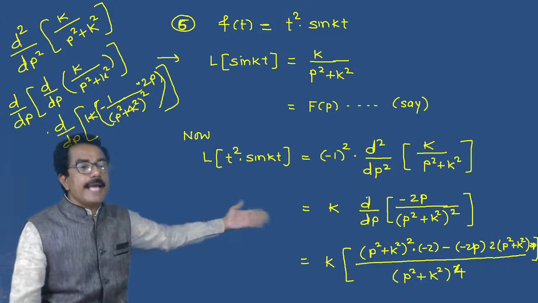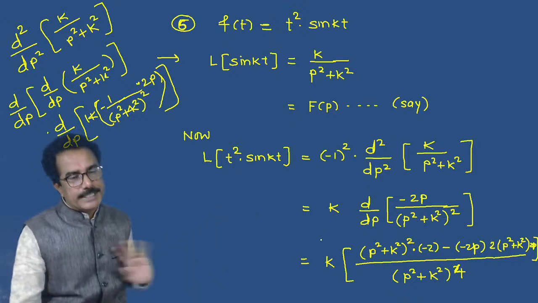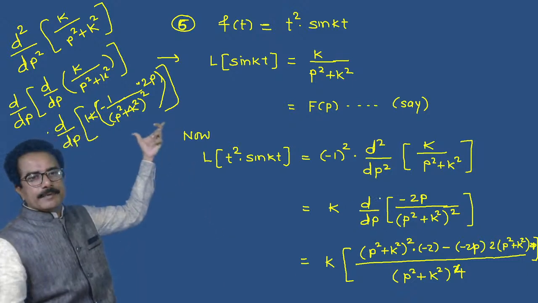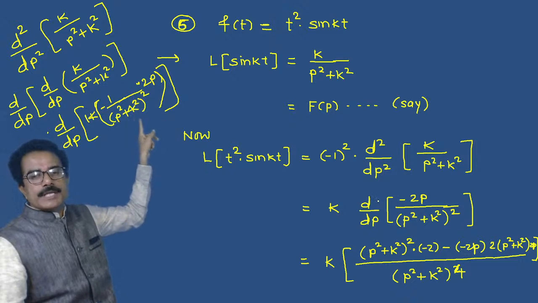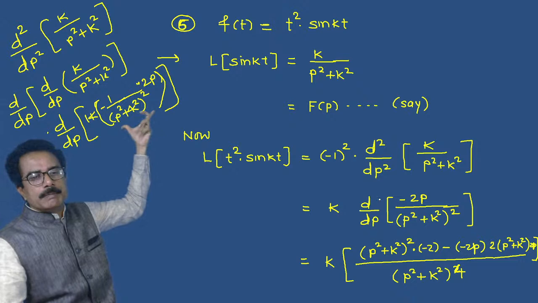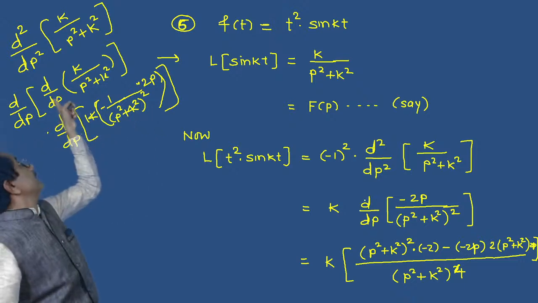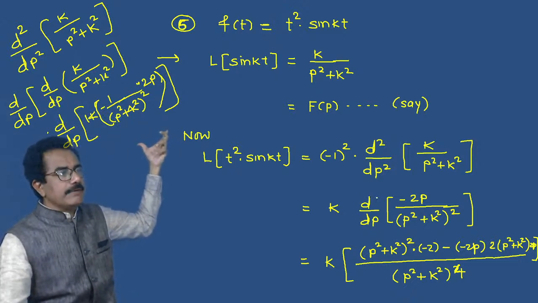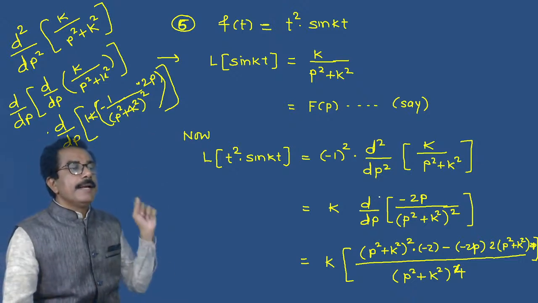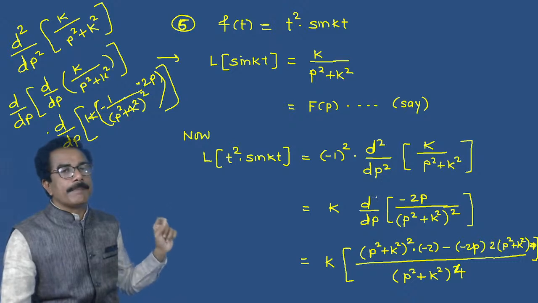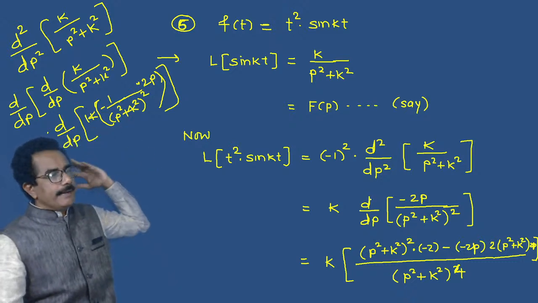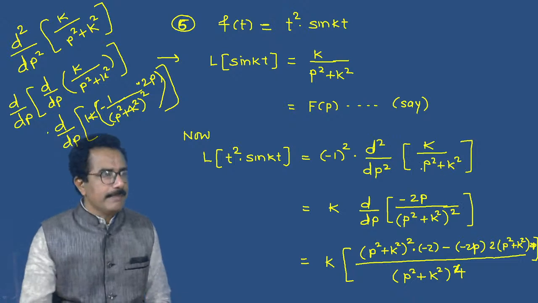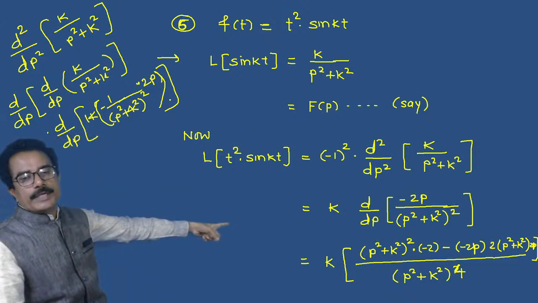This k is as it is, a constant coefficient, so we can take it out of this derivative. Now again we have to calculate this bracket, minus 2p divided by p square plus k square bracket square. This is the first derivative, because we have to calculate the second order derivative, and the derivative of a derivative is the second order derivative. So the first order derivative of k divided by p square plus k square is minus 2p divided by p square plus k square bracket square, and k stays as it is. So this is the first order derivative. From the second order derivative we took the first order derivative. If you like, you can add these steps here.